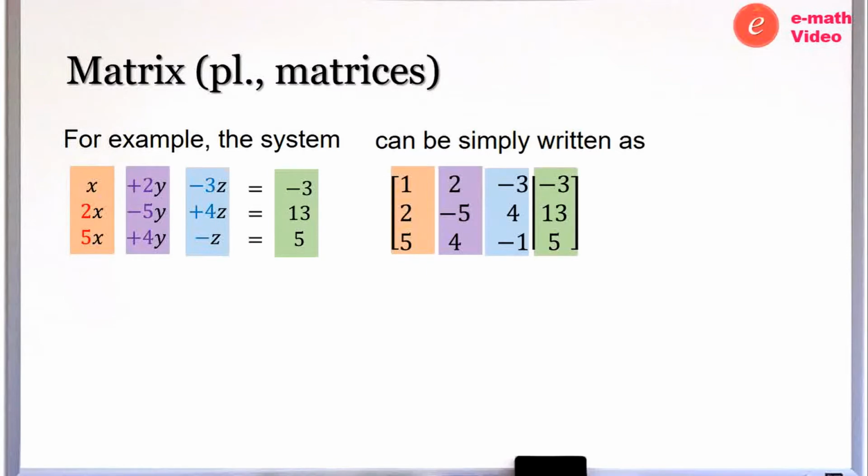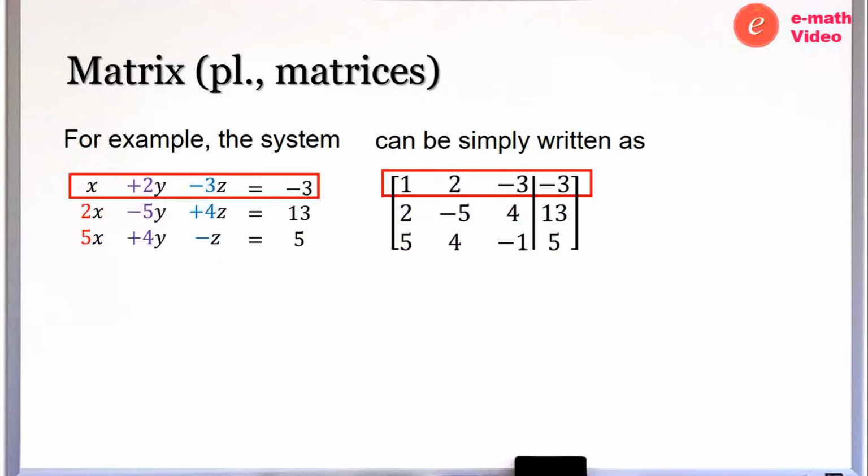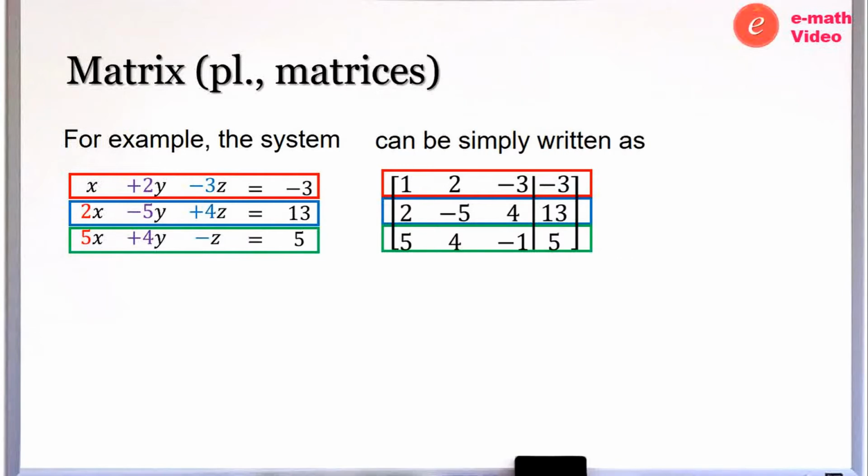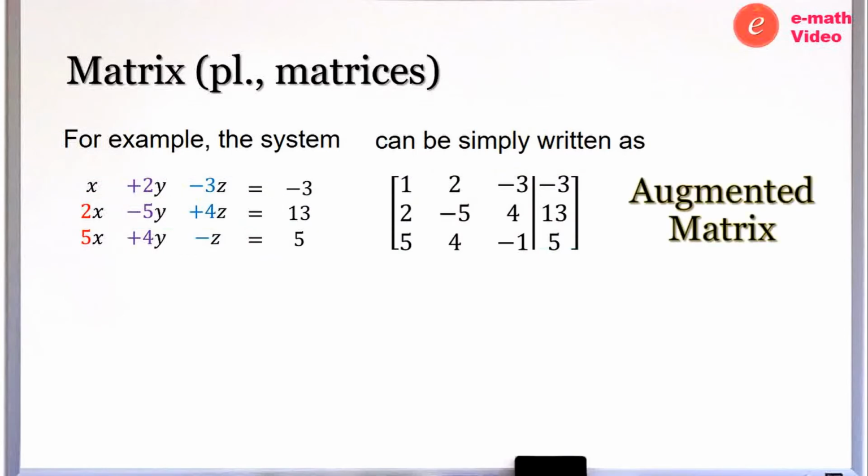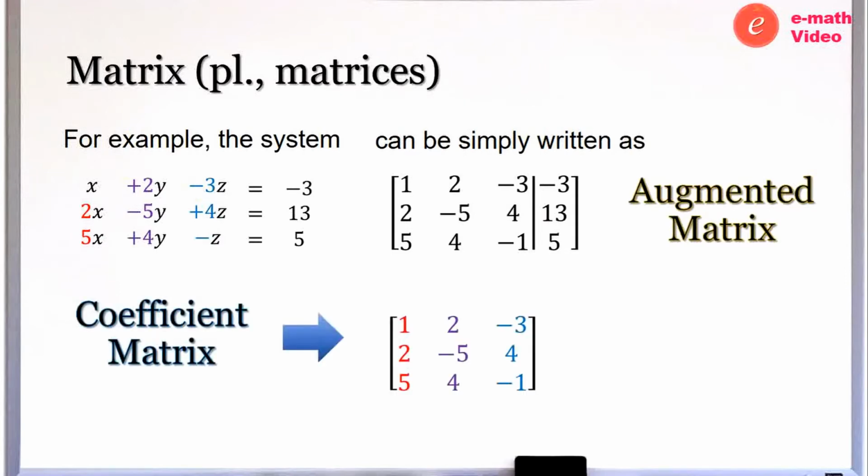Then the first row represents the first equation. Second row represents second equation. Third row represents third equation. This rectangular array is called an augmented matrix, which contains both coefficient and constants. Coefficient matrix, on the other hand, does not contain any constant.